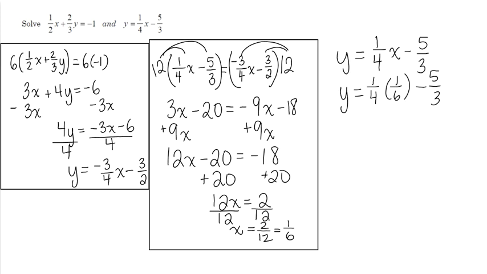So we substitute 1/6 in for the value of x, and then we've got 1/4 times 1/6. If you remember our fraction multiplication, when we're multiplying fractions, we just multiply the numerators together and multiply the denominators together, which should give us 1/24. Now we need to subtract. We need to do 1/24 subtract 5/3.